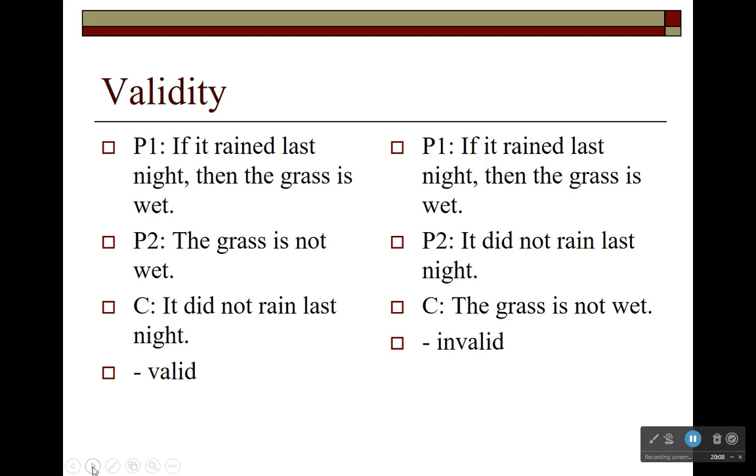Starting with this argument on the left. If it rained last night, then the grass is wet. The grass is not wet. Therefore, it did not rain last night. All right, that's a valid argument.